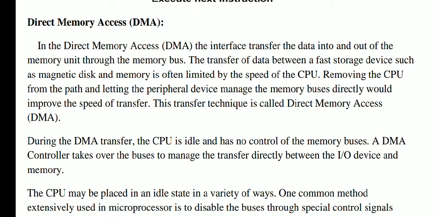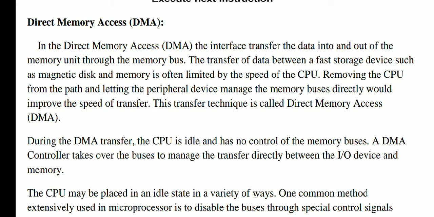Today's lecture is direct memory access. In this method, the transfer of data into or out of the memory unit is through the memory bus. Transfer of data between a fast storage device such as a magnetic disk and memory is often limited by the speed of the CPU. Removing the CPU from the path and letting the peripheral device manage the memory bus directly would improve the speed of transfer. This transfer technique is called direct memory access.